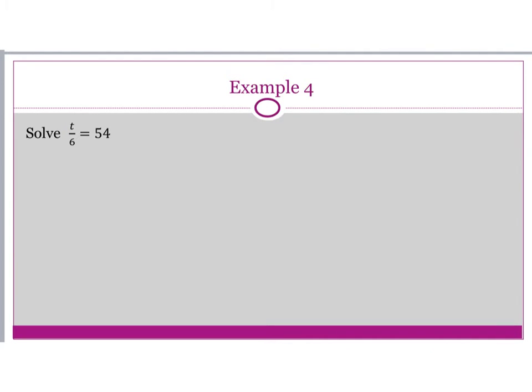Example 4 says to solve t divided by 6 equals 54. And again, I want to undo my division to get t by itself. So to undo division, I have to multiply both sides by 6. My 6's are going to cancel out here, and that's going to leave me with just t. And 54 times 6 is going to give me 324.